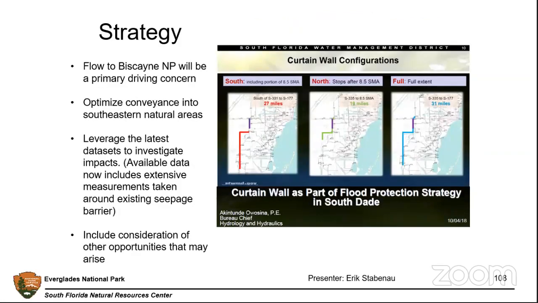And the previous strategy, this is one of the slides that was in a previous presentation some time ago and showed up again in the presentations today, just to give us an overview on these different sections of curtain wall that we've been looking at already. Needs to be looked at again, and it needs to be looked at with the flow to Biscayne as one of our primary concerns. We want to make sure that we're maintaining or coming up with operational ways to maintain and compensate for changes in that flow to Biscayne.